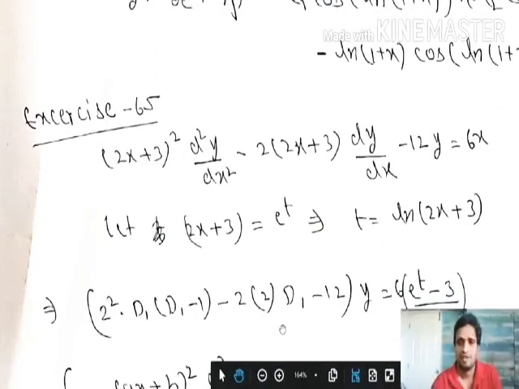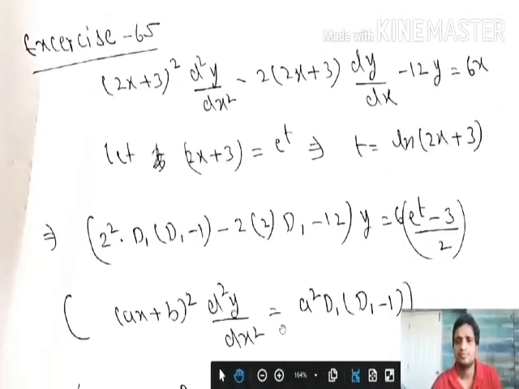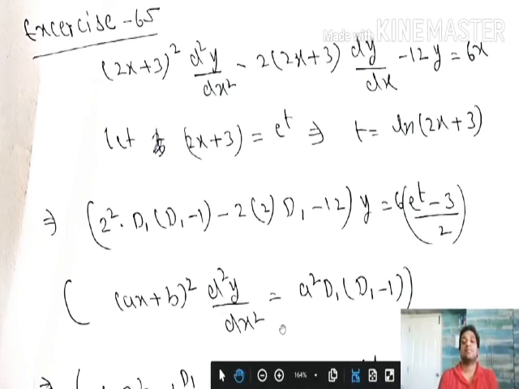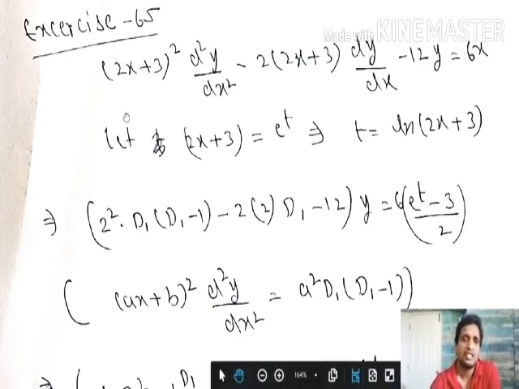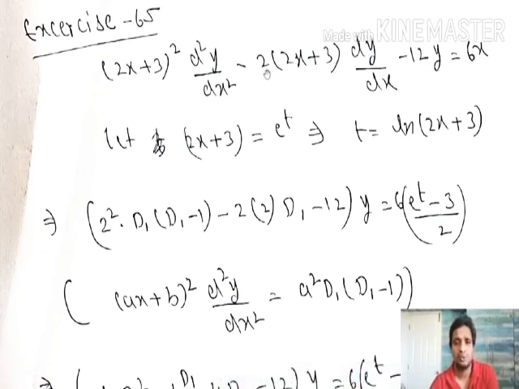And we jump to the next problem. This is an exercise problem, exercise number 65 in your prescribed book, Application of Differential Equations by Jafar Hassan. So the question is (2x plus 3) whole square d square y by dx square minus 2 into (2x plus 3) dy by dx minus 12y is equal to 6x.